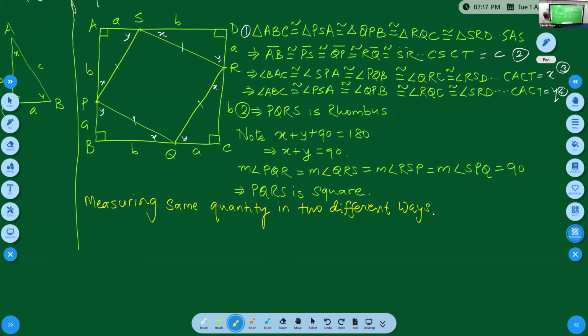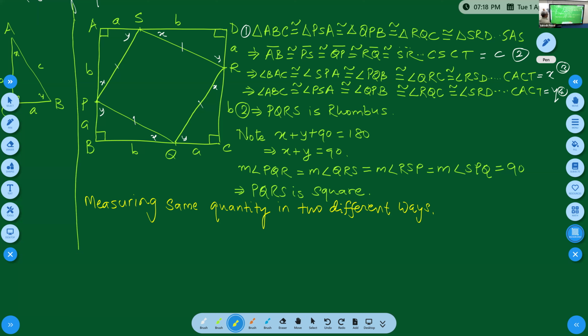If we measure the same quantity in two different ways, we will generate an identity. The quantity will cancel out, and we will generate an identity. So this is a very important problem solving strategy. We measure the same quantity in two different ways. Multiplication is commutative, and we use this principle: 4 rows and 3 columns, total 12 dots, measured in two different ways. Therefore, 4 into 3 is equal to 3 into 4.